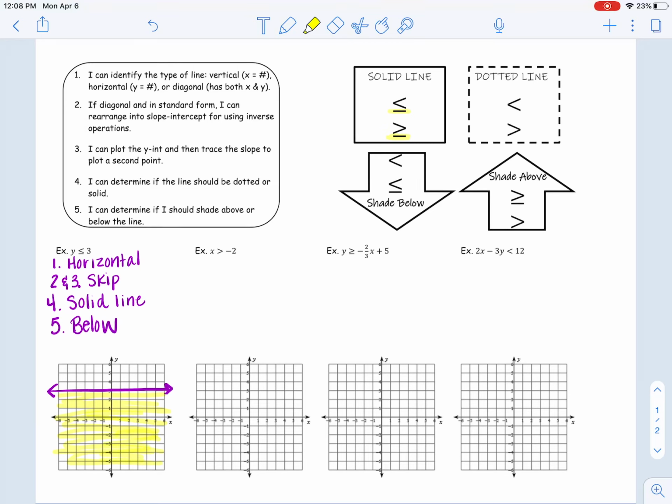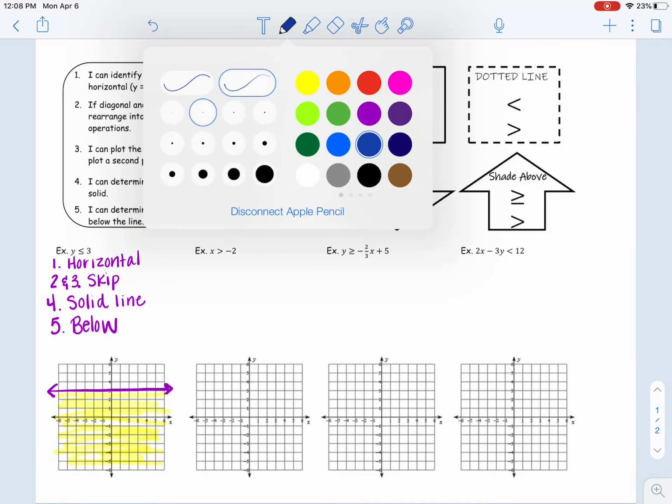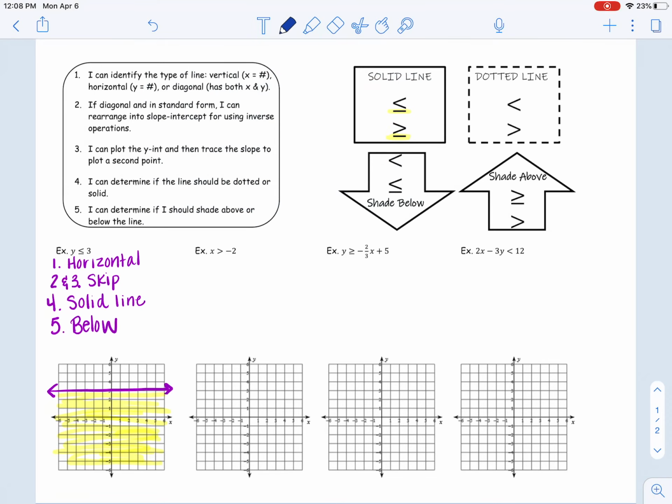Like I said, in class, we are not Picasso. This is not art class, so just shade it so that we know what we're talking about and be done with it. Okay, so that's example 1.